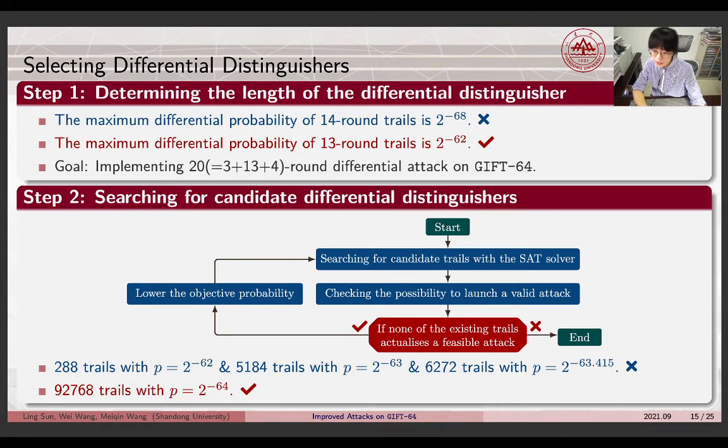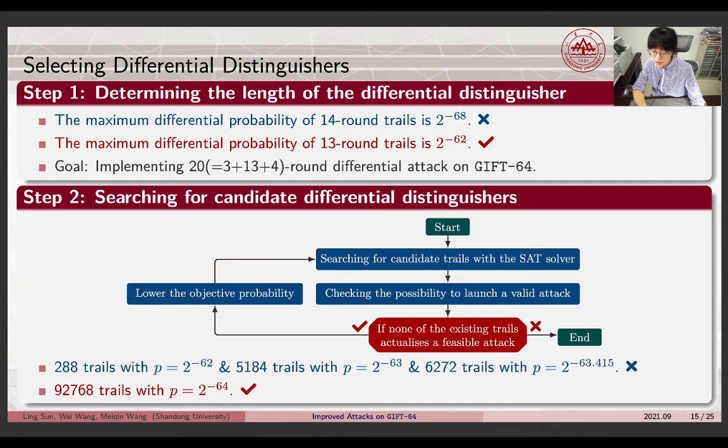As shown in the figure, in the searching phase, we first set the objective probability as a relatively high value and obtain candidate trios with the SAT solver. Then we check the possibility of using the trio at hand to launch a valid attack. If none of the existing trios actualize a feasible attack, we lower the objective probability in the automated search and repeat the above-mentioned procedures. The selection task terminates when we identify at least one proper distinguisher.